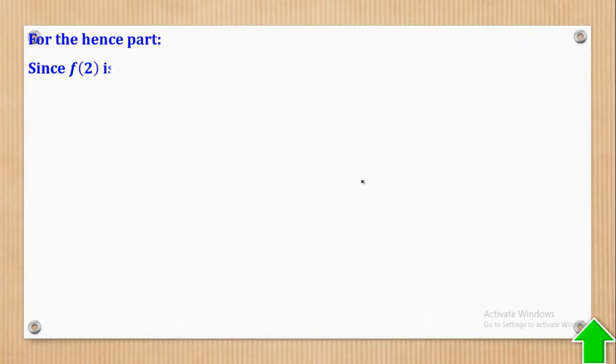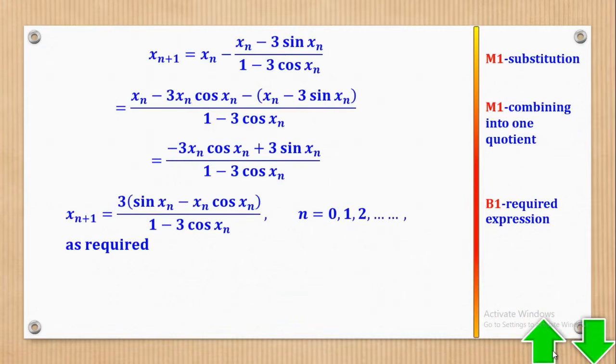Now for the hence part, in this case they didn't specify the initial approximation, and also they didn't specify the method to use. So what does that mean? It means that we are going to get the initial approximation by sight. So what do they mean by sight? By sight, you go back to your proof, because they told you that the root is between 2 and 3.